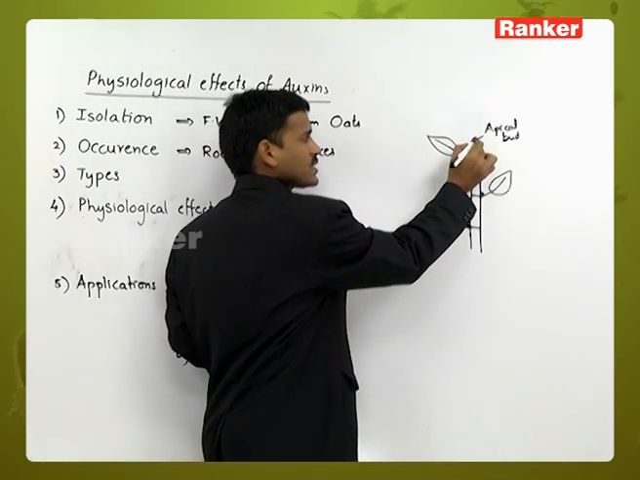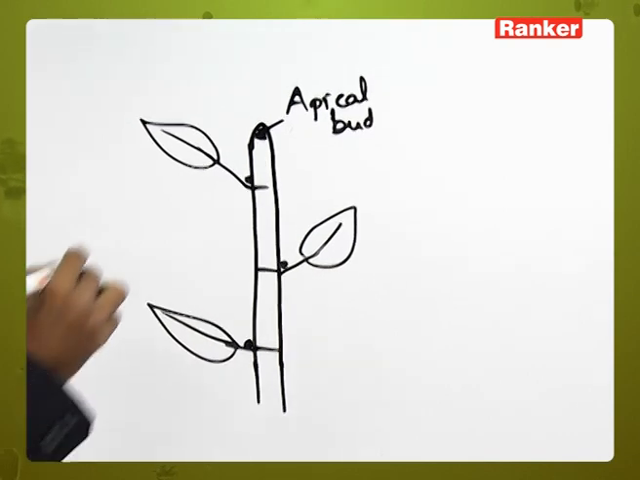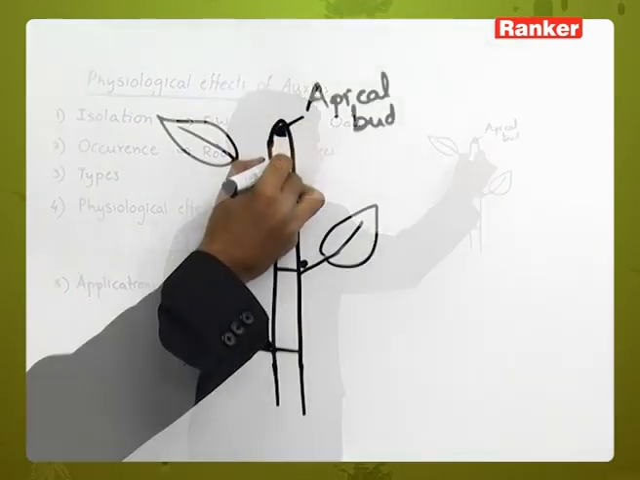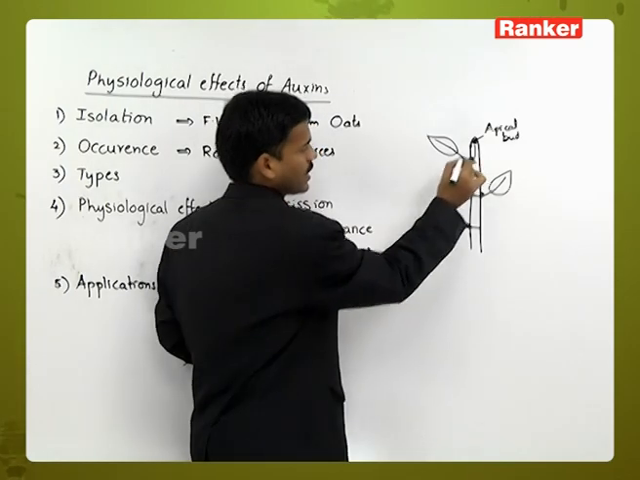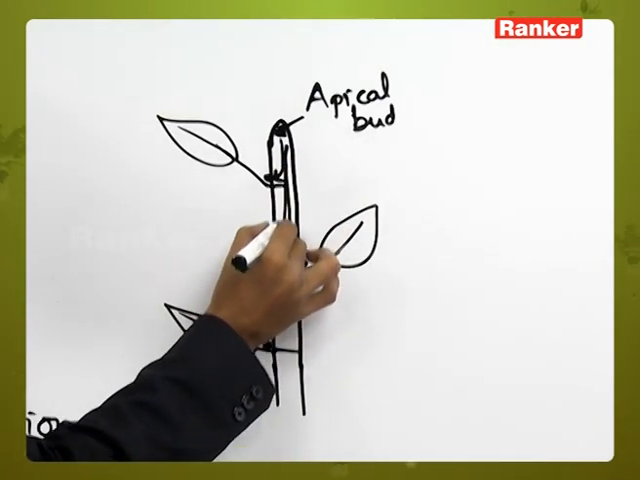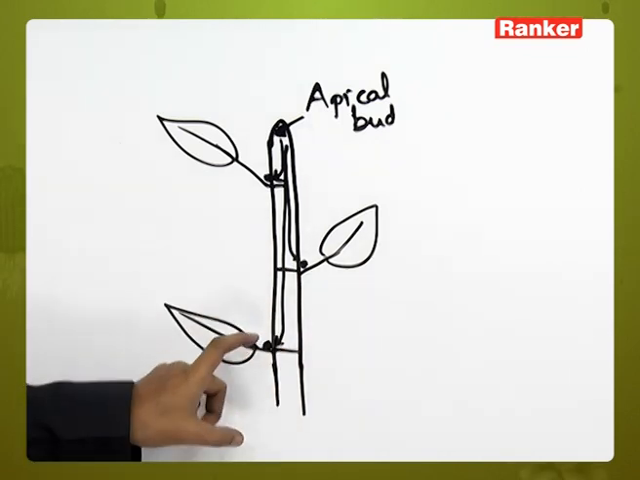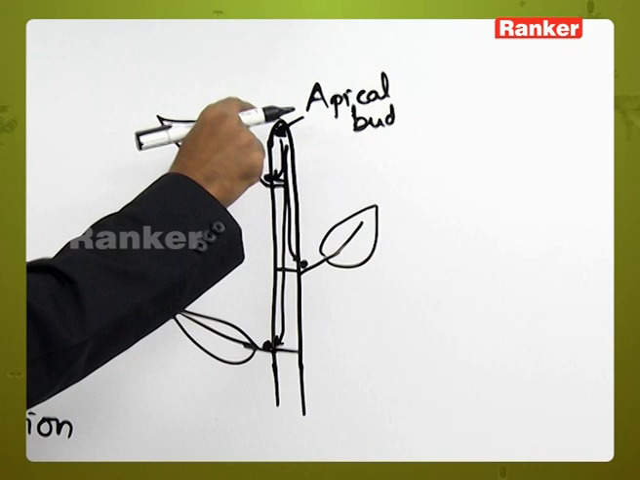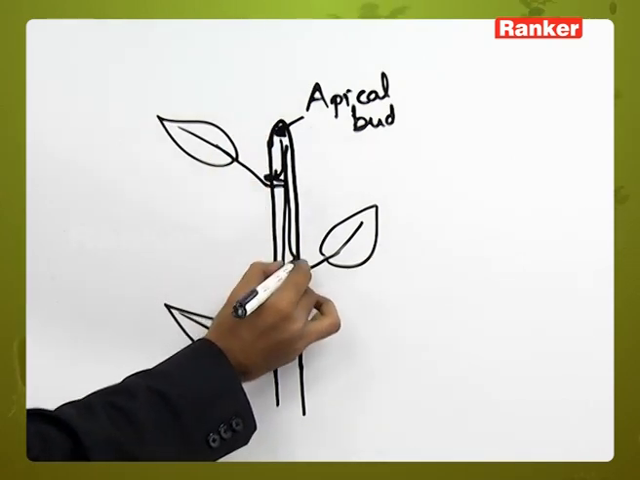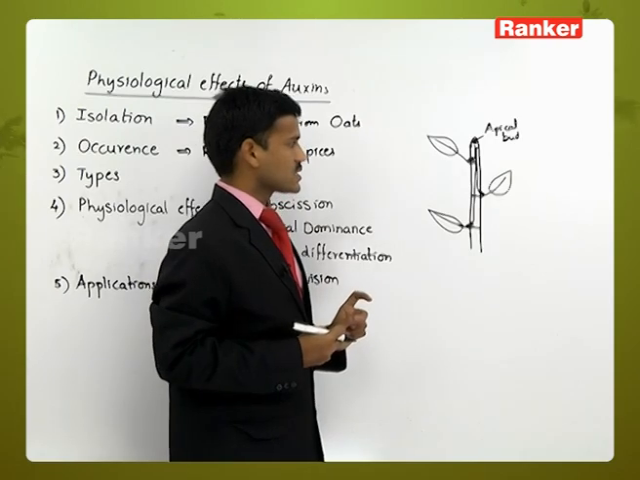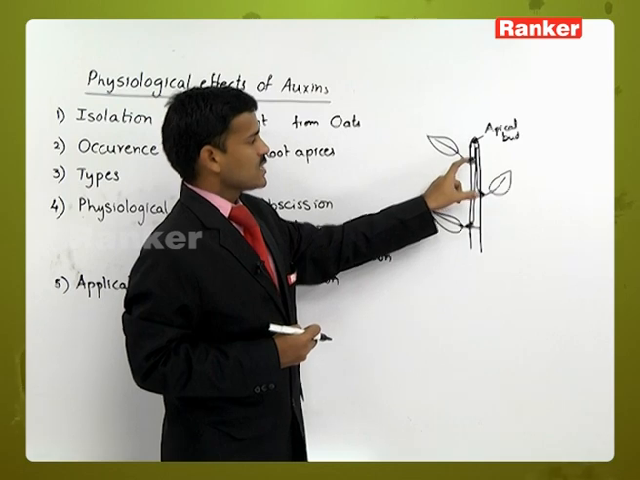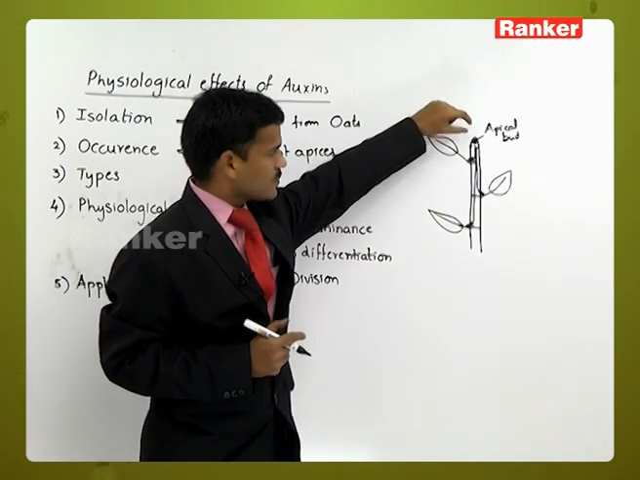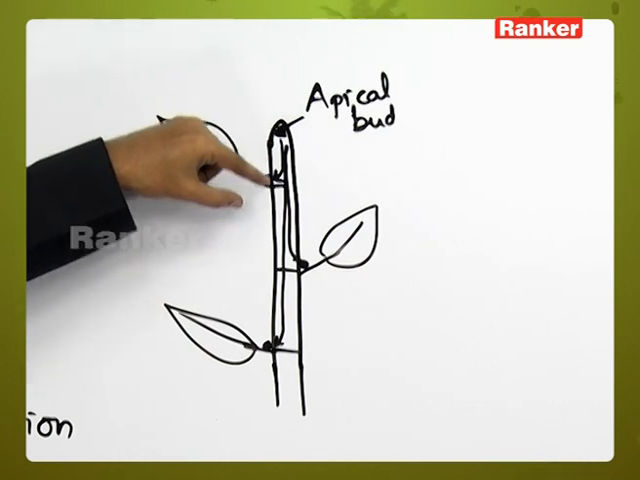Auxins are synthesized in the apical bud, at the apex of the shoot system, and they are not retained there; they are translocated to different parts, to the axils or axillary buds. So the axillary buds receive the auxin. The only synthesis place is the apical portion. When the axillary buds receive the auxins, they cannot develop into branches. The apical bud synthesizes the auxins, and they are translocated to axillary buds.